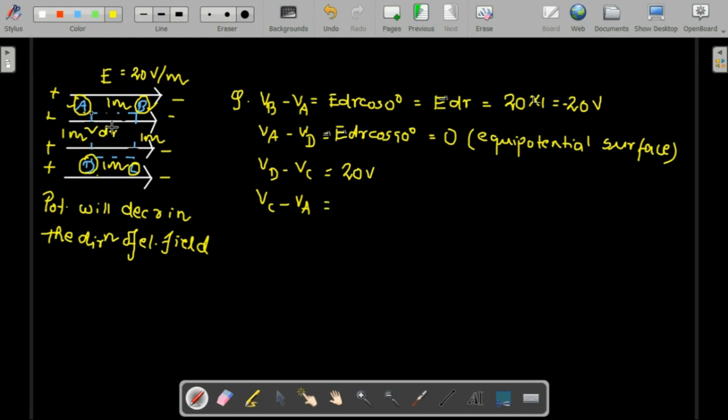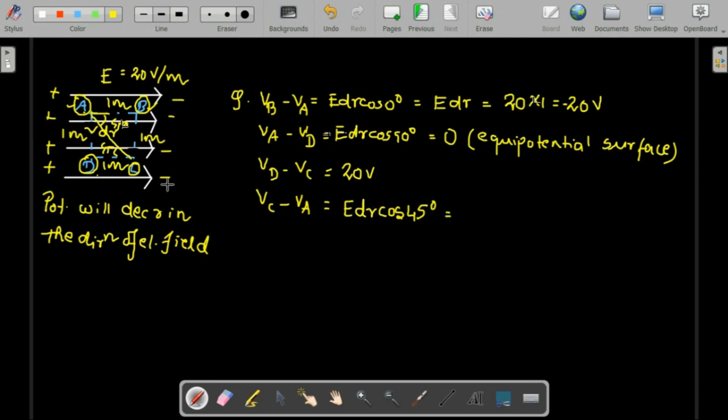I can take VC minus VA, so that means I can take this diagonal. This is 90 degree. If this is the diagonal, this is 45 degree, and this is also 45 degree. I'm talking about VA minus VC. That means I can simply write it as E dr into cos of. Okay, now if you check the angle here, this was 0 degree, this was 90 degree, this is 45 degree.